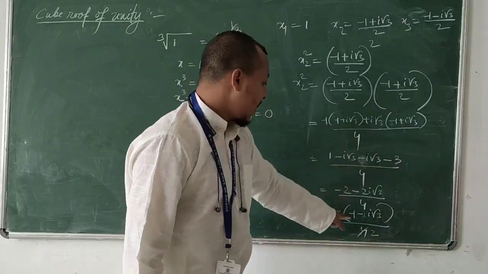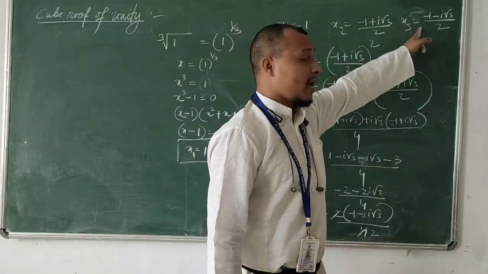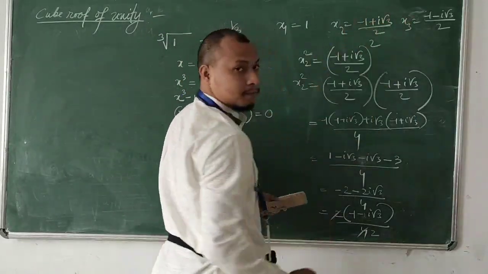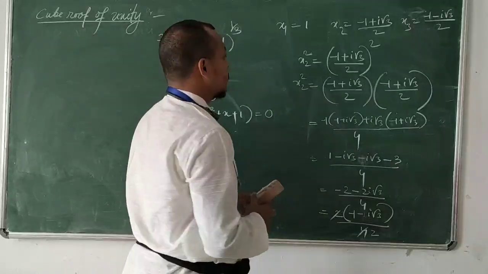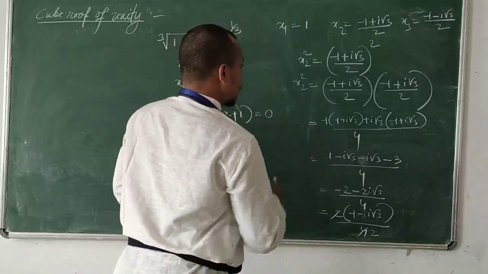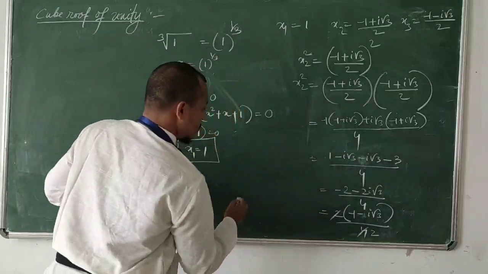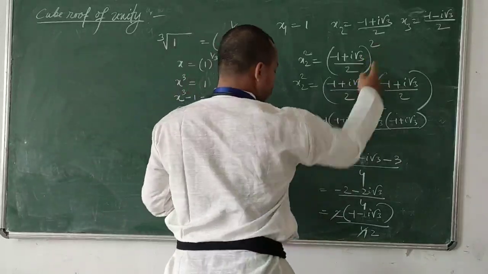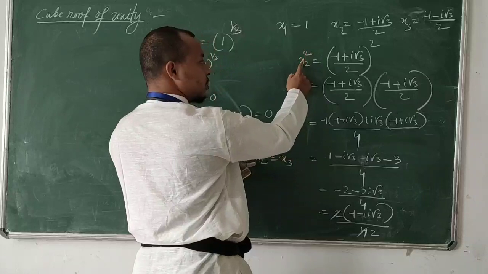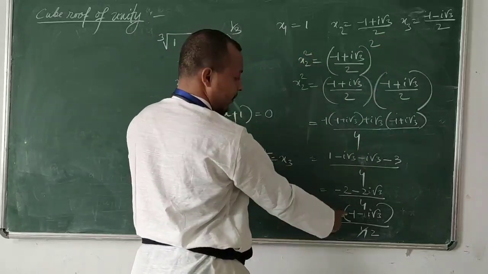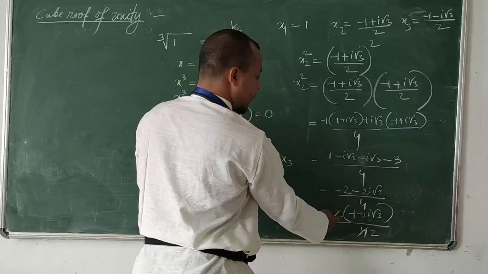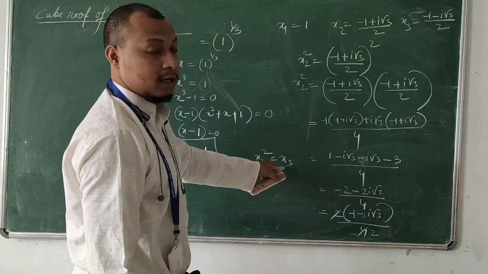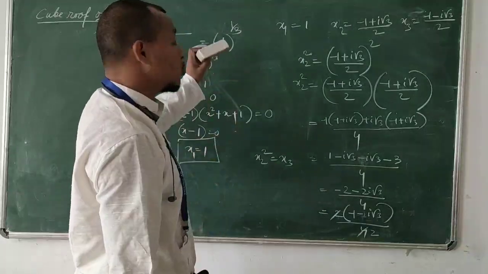But we know that minus 1 minus i root 3 by 2 is nothing but x3. It means that when you are making this x square, you are getting x3. Understood? Okay? So x square is nothing but x3. So we have found that when you are making this second root square, we are getting the third root, for this cube root of unity.